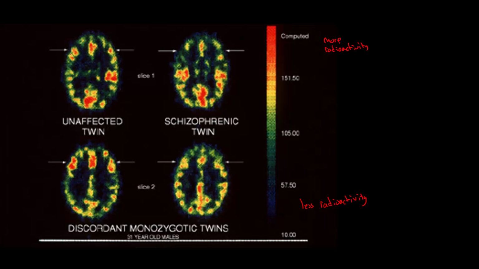And if you look at the arrows, you can see, if we look at the unaffected twin, they have more radioactivity in this area than the schizophrenic twin. It turns out this is, again, prefrontal cortex. Okay, so this twin has more radioactivity. What does that mean? Well, we don't have enough information yet. So I'll give you the information. We can inject with something called 2DG. That's 2-deoxyglucose. Okay, and furthermore, we can make it radioactive.